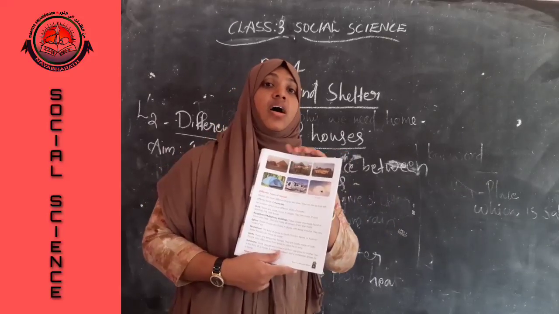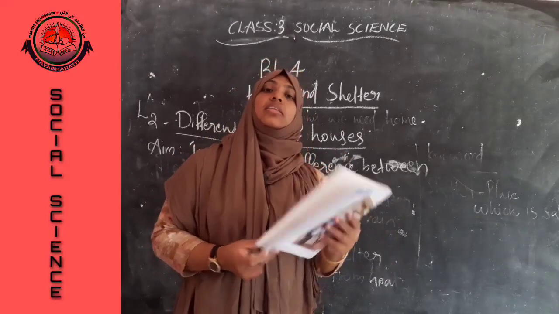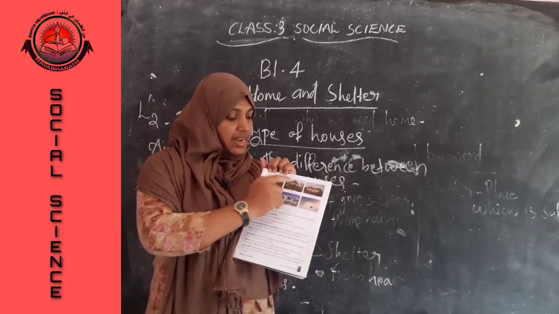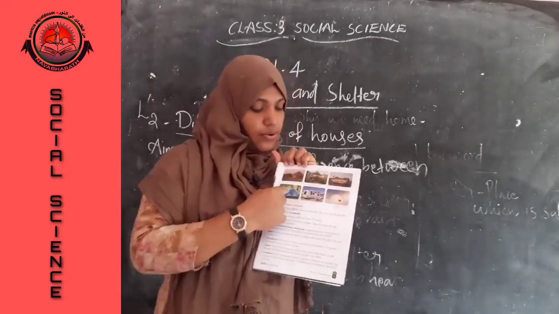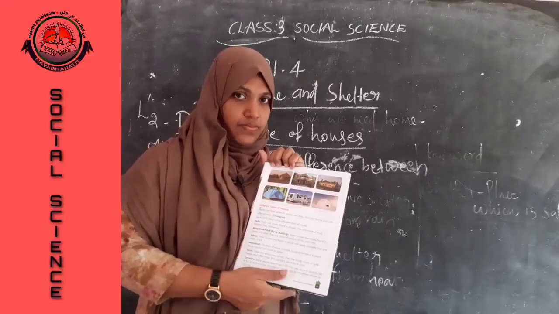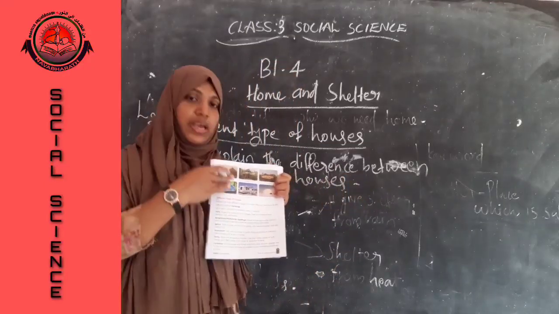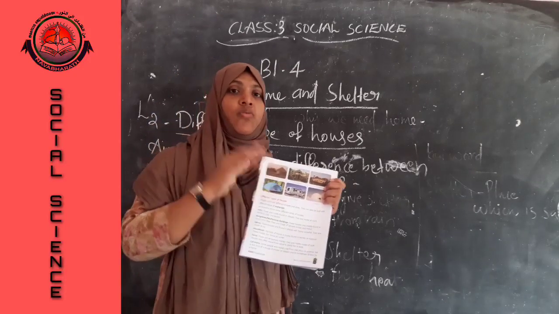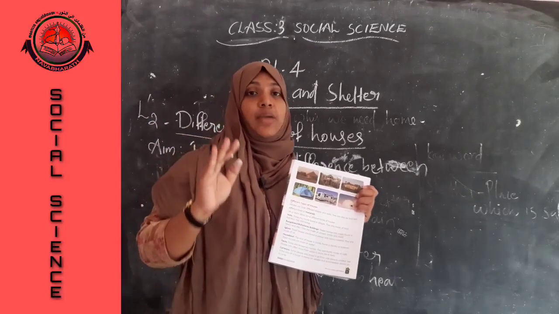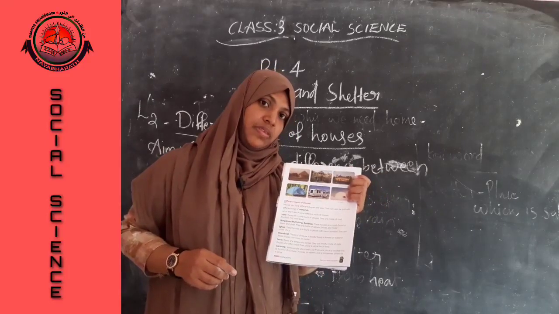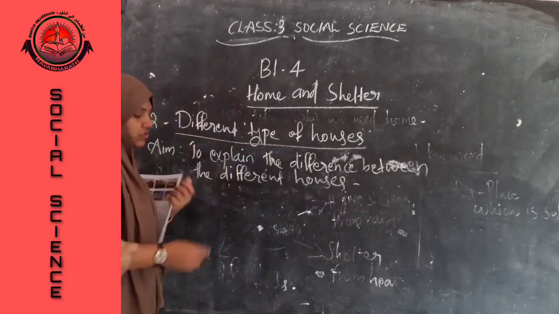There are different houses. What are the different types of houses? How many houses are there? 1, 2, 3, 4, 5, 6. Okay. What are the different types of houses you can see in this picture? Yes, there are different types of houses.